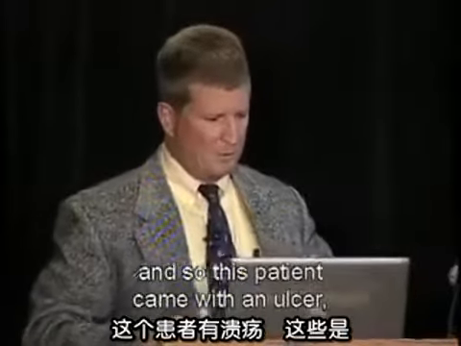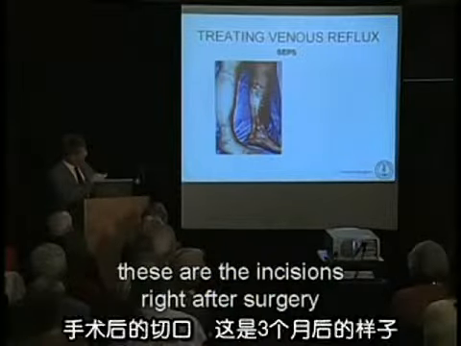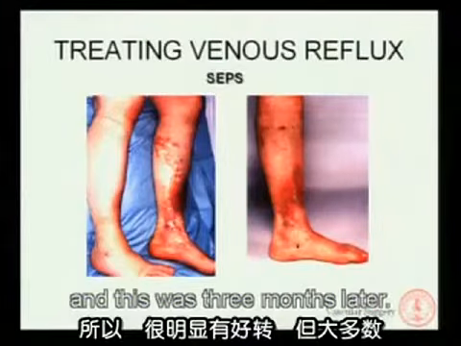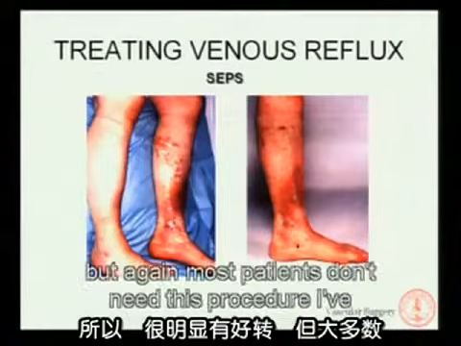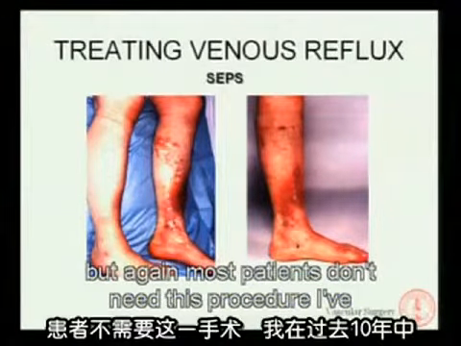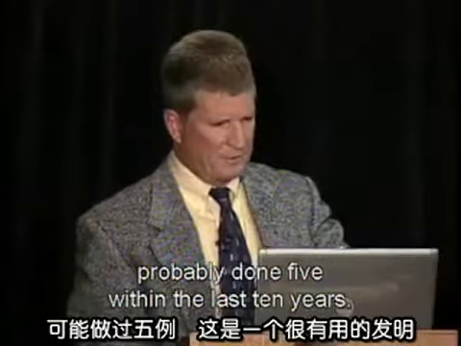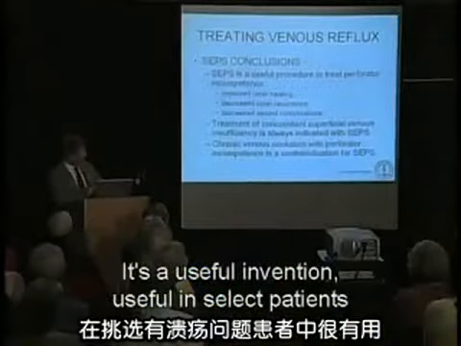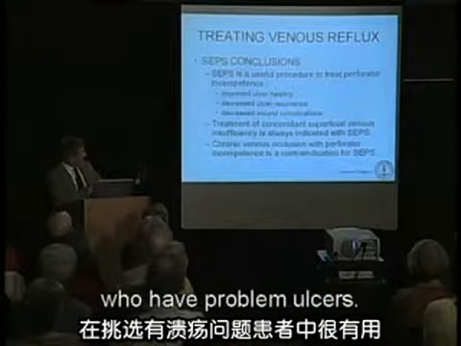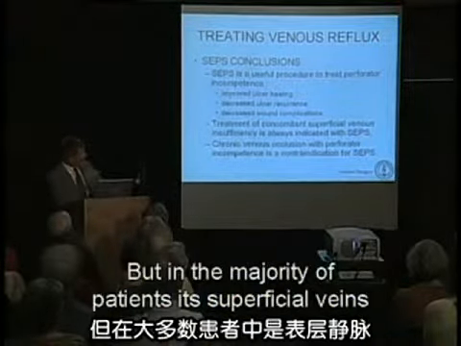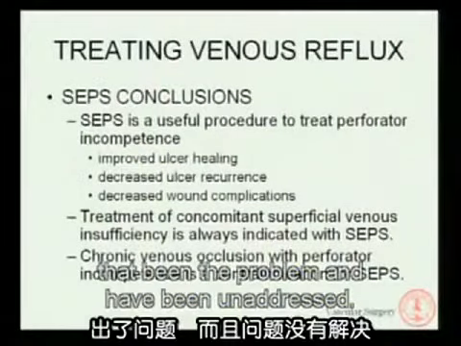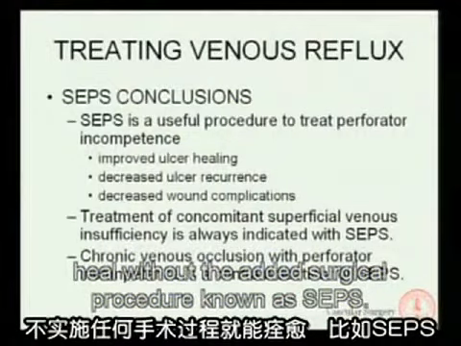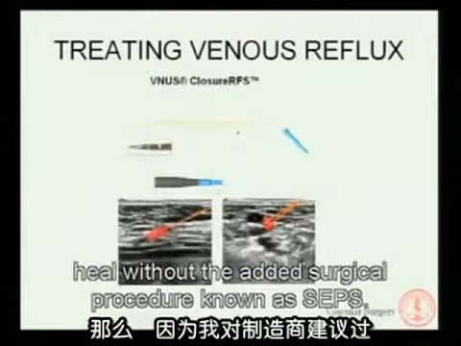And so this patient came with an ulcer. These are the incisions right after surgery. And this was 3 months later. So clearly an improvement. But again, most patients don't need this procedure, and I've probably done 5 within the last 10 years. So a useful invention, useful in select patients who have problem ulcers, but in the majority of patients, it's superficial veins that have been the problem and have been unaddressed. And if you treat those veins, oftentimes the ulcers will heal without the added surgical procedure known as SEPS.